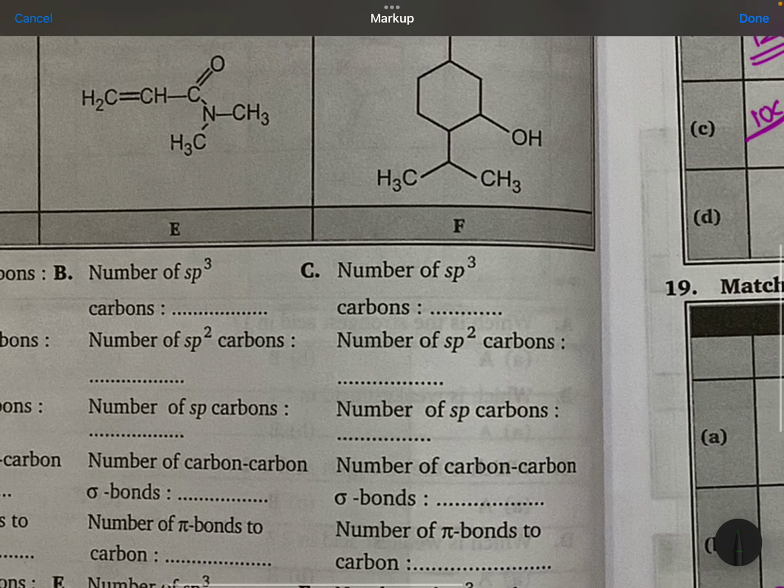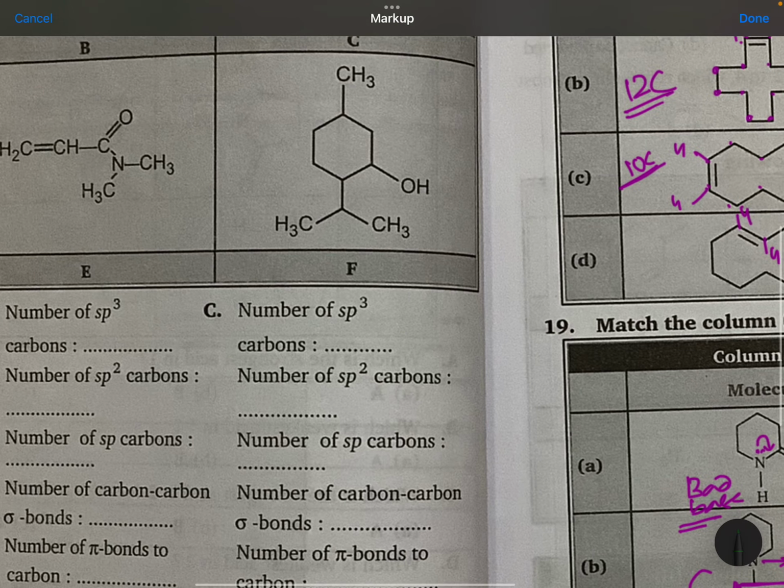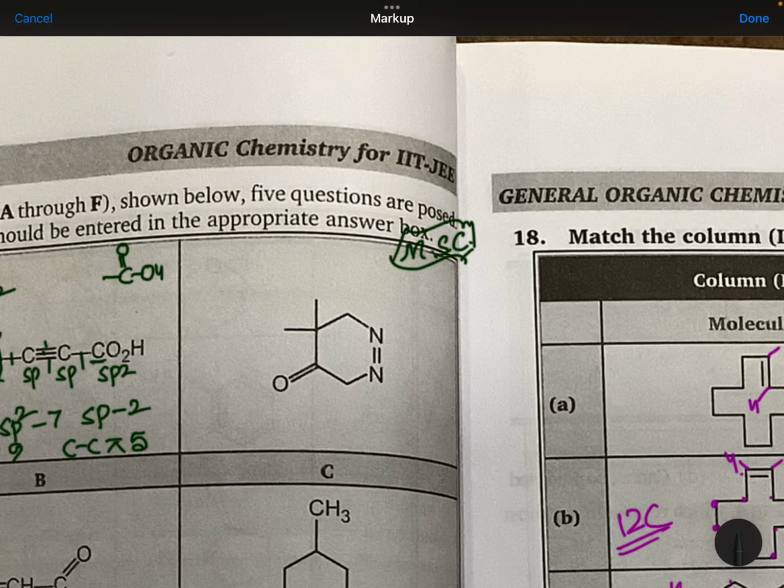What was the next question? Same. All questions are same, na? So we got the questions. We need to explain them. That's all. Fine. See, this is sp3. It is again sp3. It is again sp3. It is sp3. It is sp3.